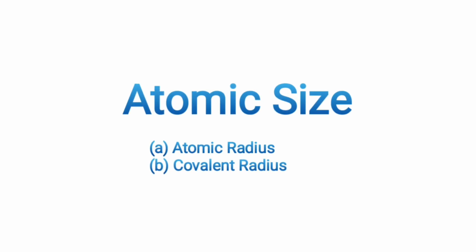Dear student, today we are going to learn one of the most important periodic properties, which is atomic size, which includes atomic radius and covalent radius. By the end of this lecture, you'll be able to explain how atomic size varies in the periodic table and why.